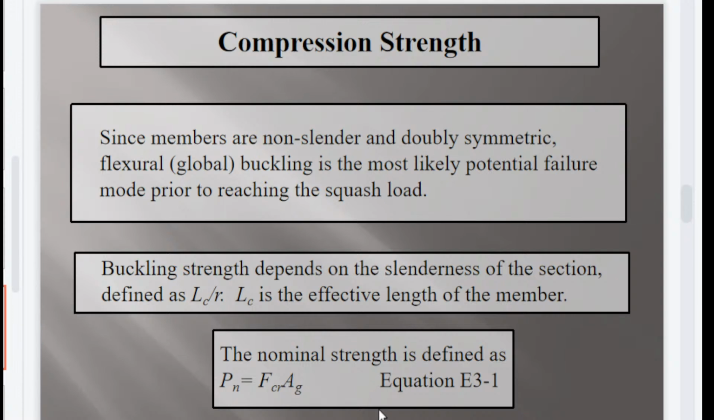Lc is the effective length of the member. Just like in the theory, Lc is actually KL, with the introduction of the K factor for the end restraint. In the manual, the code, the nominal strength is defined as Pn equal to Fcr multiplied by the gross area.